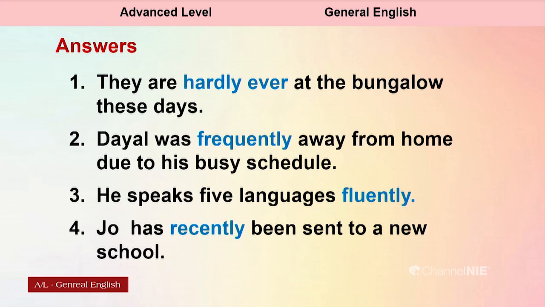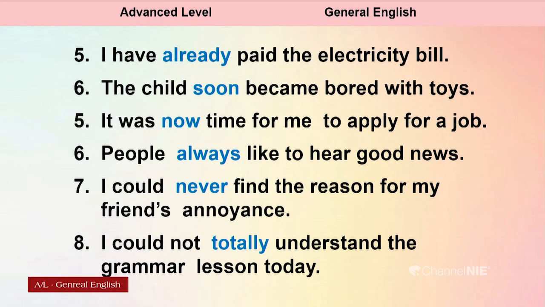Fine. The next one, Joe has recently been sent to a new school. Now, Joe has been sent. Those are the parts of the verb. 3 parts are there for the verb. So, we have put it in between the verb "has" and "been sent", right? Joe has recently been sent to a new school. Next one, I have already paid the electricity bill. So, there, "have paid" has the frequency adverb "already" in between.